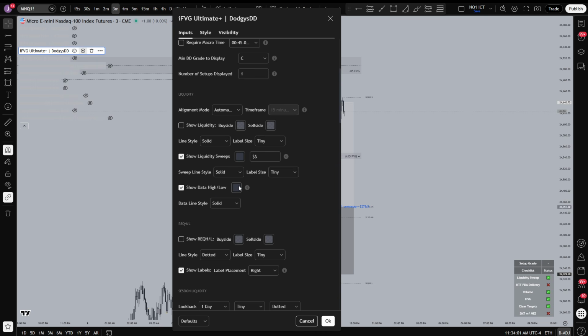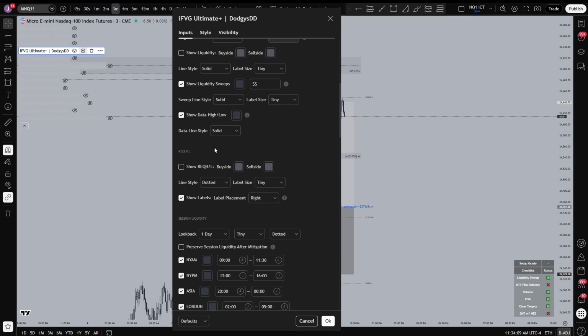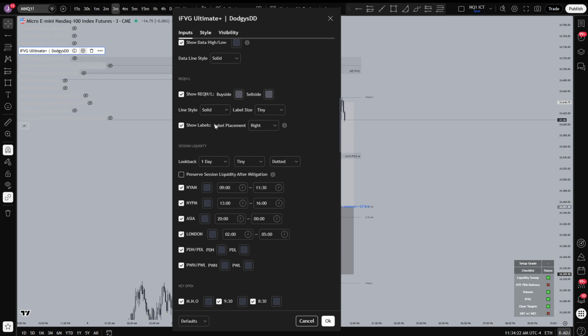It shows data highs and data lows. So when there's a data high or data low at 8:30, it'll show it, which is absolutely sick. We're the first indicator to incorporate that into an all-in-one indicator. It has relative equal highs and lows, so there's no having to have 15 different indicators on your charts at one time. It's all built into one. I keep this on solid as well.